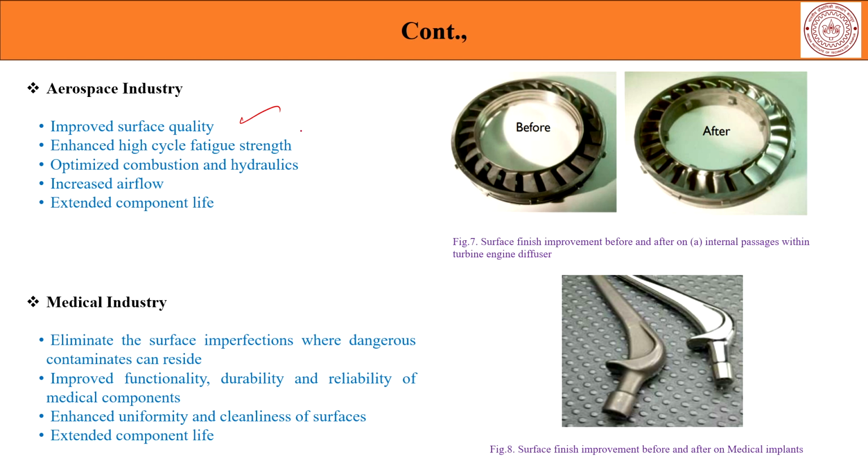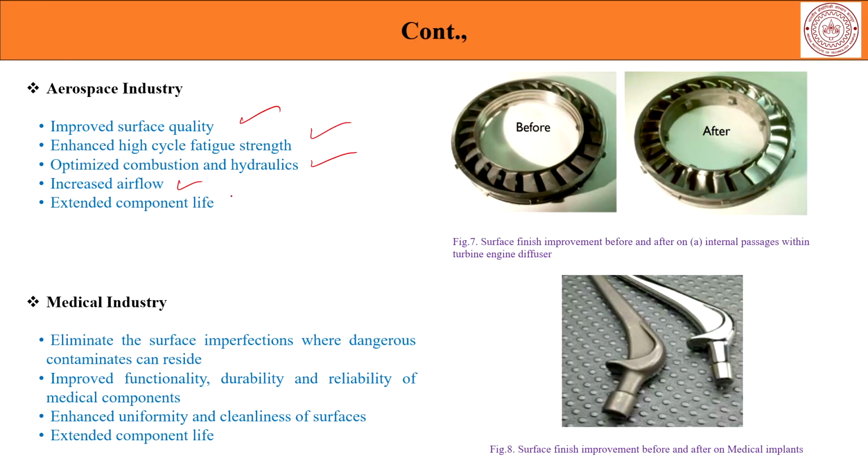It is in need of enhanced high cycle fatigue strength of the materials. These are all dynamic parts rotating at very high RPM, and therefore, it is important to monitor and keep a watch on the fatigue as well. Again, this is the optimized combustion and hydraulics, which needs the surface topology to be well defined. It can also be used sometimes to increase air flows by making ultra smooth surfaces where there are hardly any wall friction or skin friction effects of moving gases within these materials, and also for extended component life you prefer AFM processes.